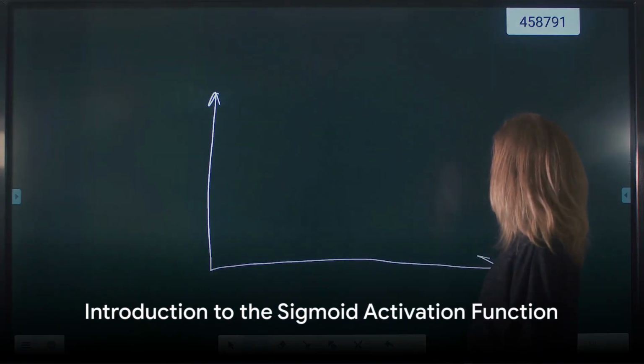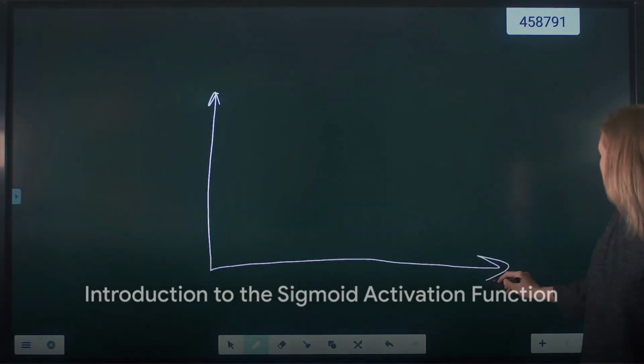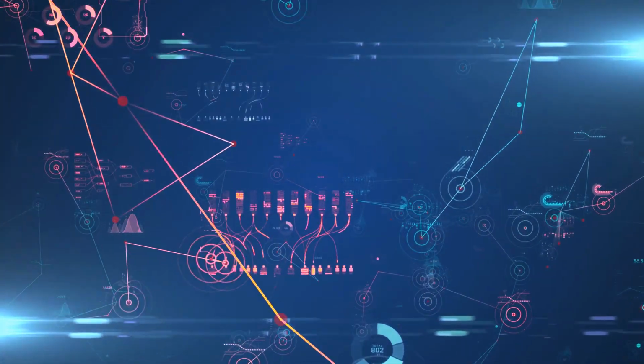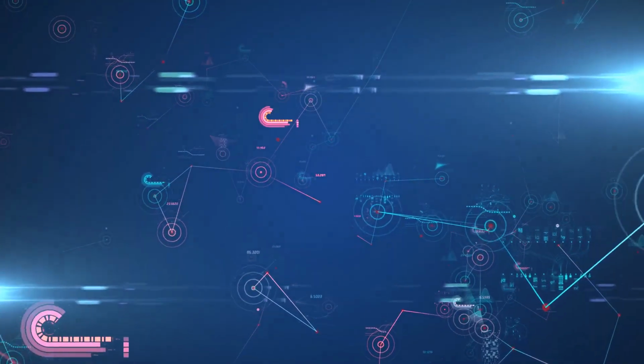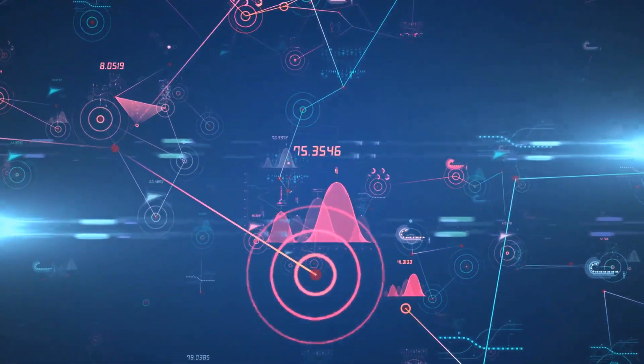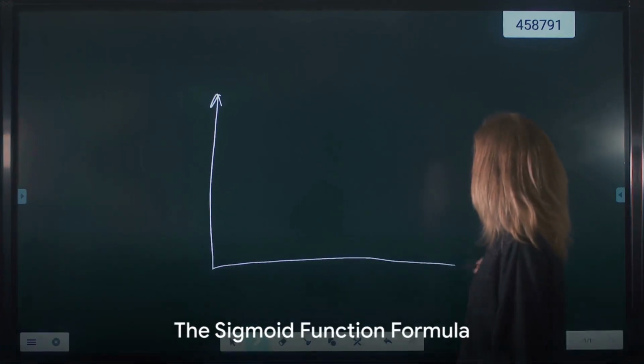Ever pondered on the mystifying concept known as the sigmoid activation function in the realm of data science? Well, prepare to unravel this intriguing mystery as we delve into a comprehensive understanding of this fundamental concept in the data science world.